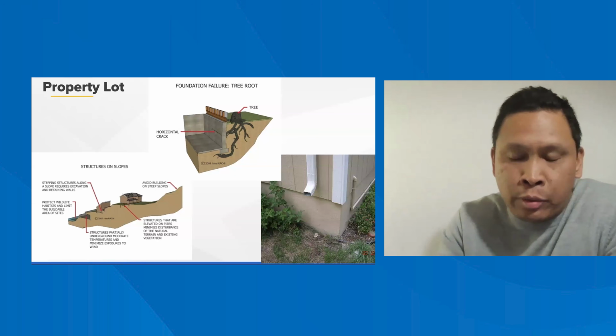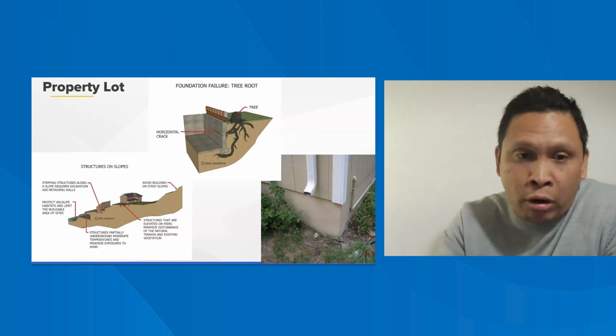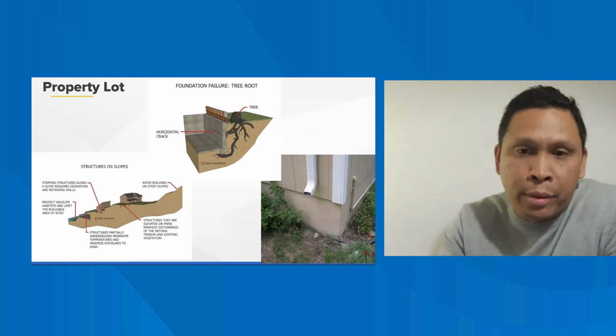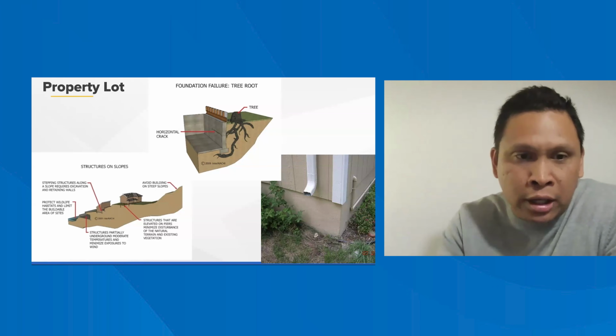You also, as we had mentioned already, negative grading. When you are out and about on the exterior, you want to make sure that the grade falls 6 inches for the first 10 feet away from the home, to try to manage and control that moisture as much as we can.